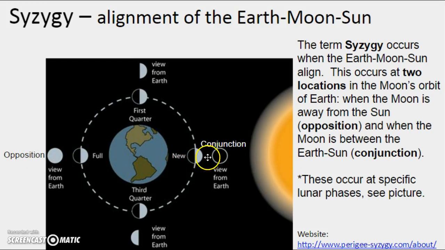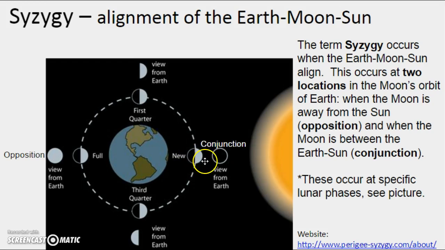So here's the sun, here's the Earth, here's the moon, and the moon is on the far side. And when the moon is between the Earth and Sun, we call this conjunction. The moon is located between the Earth and the sun. And these occur at very specific lunar phases.